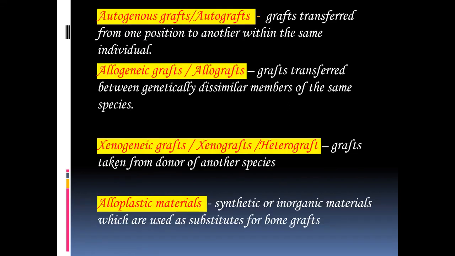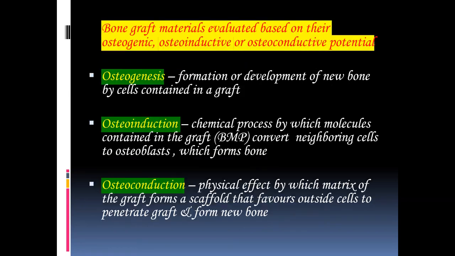The bone graft can be categorized under four types. Autogenous graft or autograft: these are grafts transferred from one position to another within the same individual. Allogenous graft or allograft: these are grafts transferred between genetically dissimilar members of the same species. Xenogenic graft or xenograft: these are grafts taken from a donor of another species. And alloplastic material: these are synthetic or inorganic materials which are used as substitutes for bone graft.